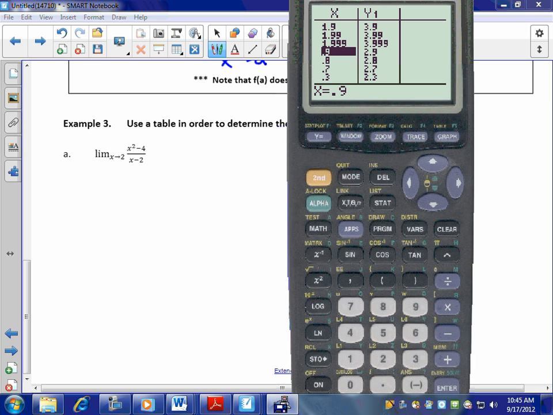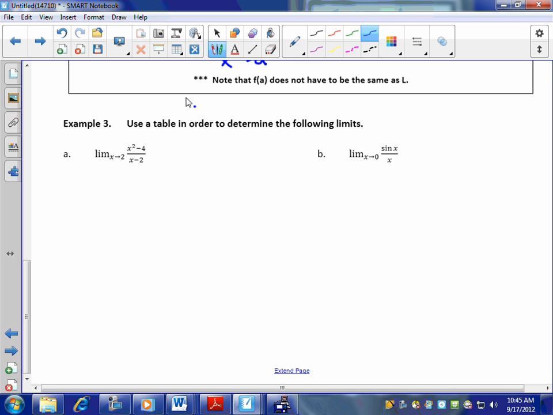I also have to check the... So what should I plug in? 2.1. And after you plug in 2.1, you should plug in 2.01. And after 2.01, you plug in. So this exercise is to make sure that you can confirm by tables exactly what the limit is approaching. What's the limit approaching? 4.